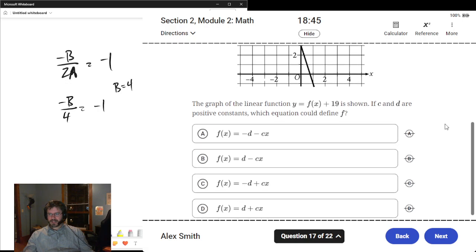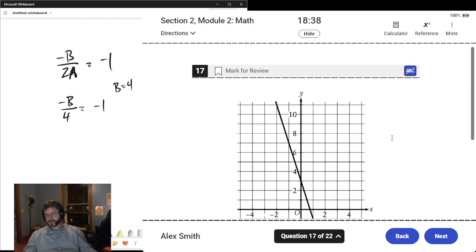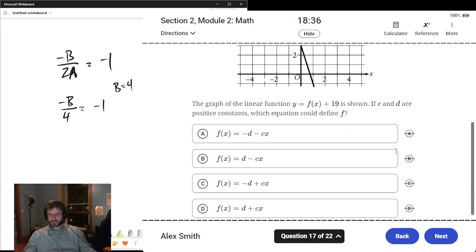I might come back and check that one if I have time, which we probably will. I'm making really good time on this. This is the fastest I've been on a module in a long time. I'm a little worried by that.